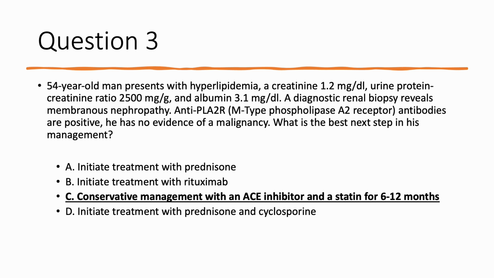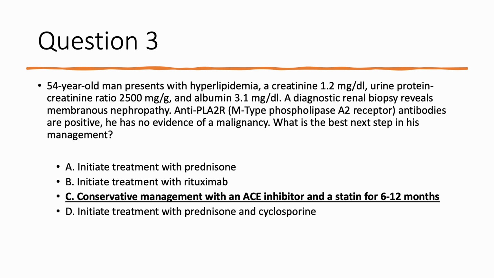Rituximab with the prednisone is a good option if the patient has, say, over 8 grams of protein right away, creatinine is starting to go up, or after 6 months or more, there's no spontaneous remission. Prednisone and cyclosporin is another good option, as good as rituximab, but you have to wait first.